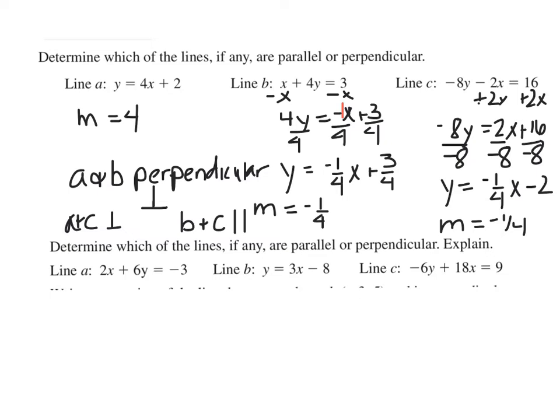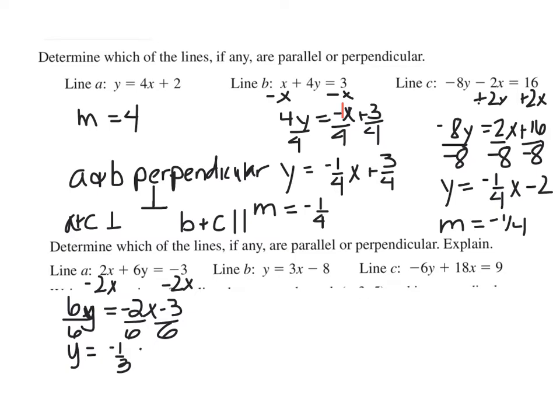Can you pause it and do the second one? Give this a try. Solve for y, see what you get. Okay, now that you've tried it yourself, let's see what happens. I'm going to get y by itself, so minus the 2x, 6y equals negative 2x minus 3, divided by 6. And y is negative 2/6, which reduces to negative 1/3 x minus 1/2. So m is negative 1/3.